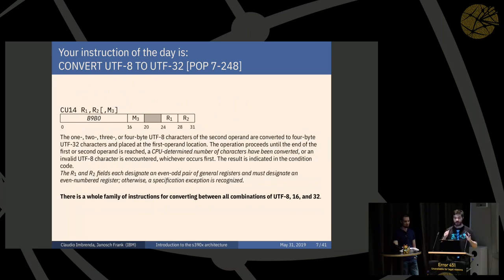And of course there's a whole family of instructions to convert between all the possible combinations from UTF-8, 16 and 32 into all the others. And the M3 field is used for deciding what to do in case you get an invalid character. As you can see, it's a very CISC architecture. Yes.